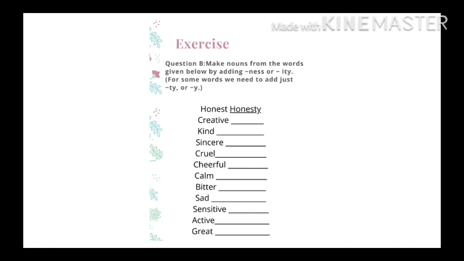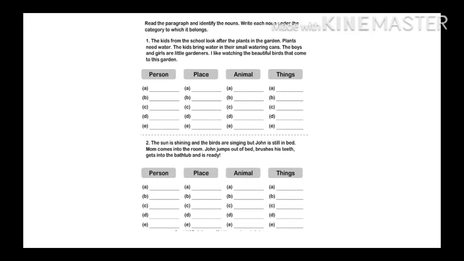In the next exercise, we have the exercise of common nouns. You will pick up the nouns from the two paragraphs that are given on your screen and you will place them under their respective places, whether it's under person category, place category, or animal or things category. So this is also one of your tasks that you have to do and will send me through the mail.